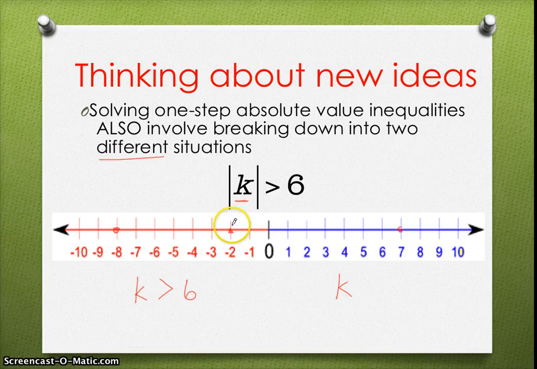So I'm thinking to myself, what if we're looking at the number negative 7? Does that fulfill this? Is it true? Sure, because the absolute value of negative 7 is 7. That's greater than 6. How about negative 9? That works as well. Negative 6?